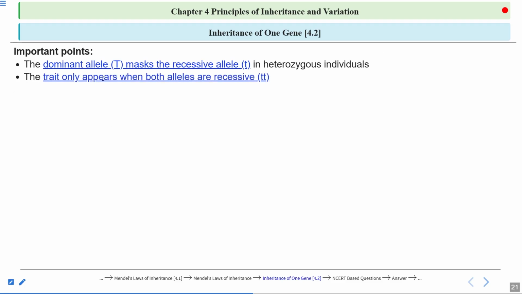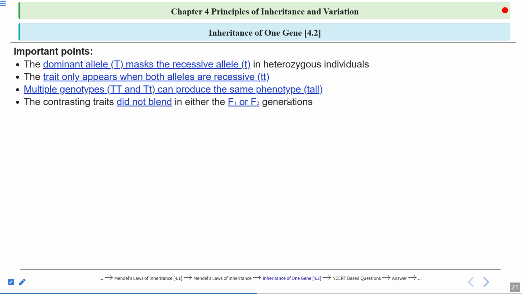Then the trait only appears when both alleles are recessive. The recessive trait will only appear when the alleles are homozygous. Now multiple genotypes, capital T capital T and capital T small t, can produce the same phenotype, which is tall. So you can see these are two different genotypes, and they are all producing the same phenotype.